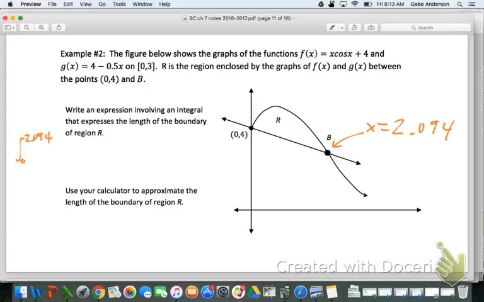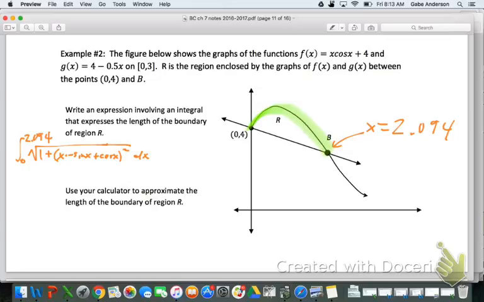2.094, and you go square root of 1 plus, and then when you do f prime, you got to do the product rule. So it's x cosine of x, so it would be 1 d2 plus 2 d1, and then quantity squared dx. That right there would give you the length of the curvy part right there, but of course it wouldn't give you the length of the line.